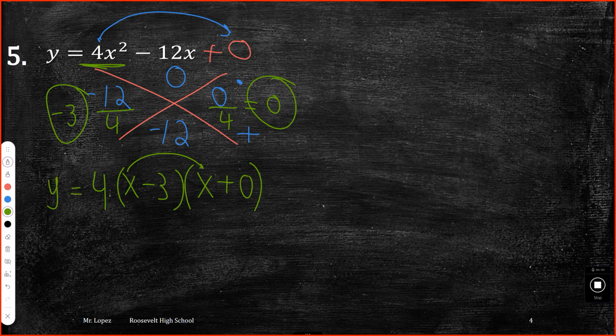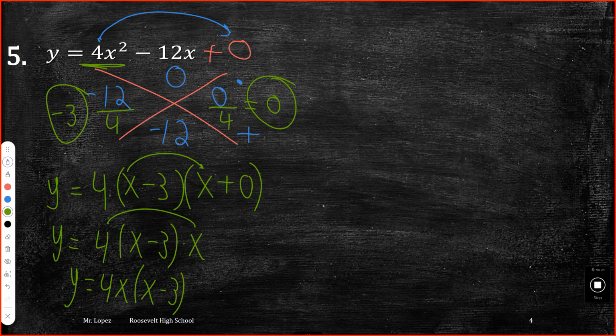So this method works, but it makes you think more about it. There's a better method to use whenever you're missing this constant. So the answer to this would be y equals what? 4, and it's too much work anyways. It's going to be x minus 3, leave it alone. X plus 0 is just going to be x. And then you multiply x times 4, the answer is y equals 4x(x minus 3). That is correct. This works out to be that answer.